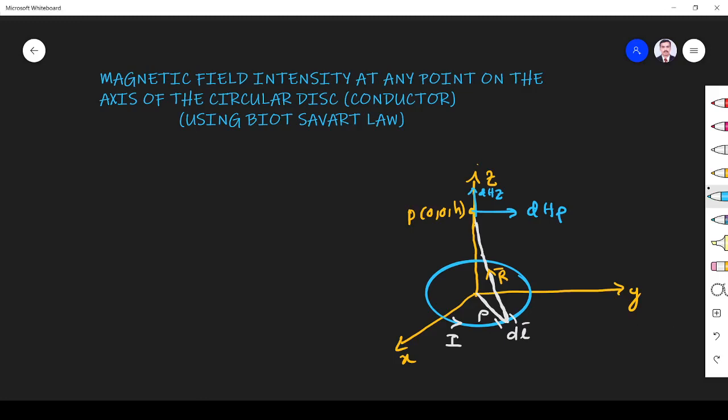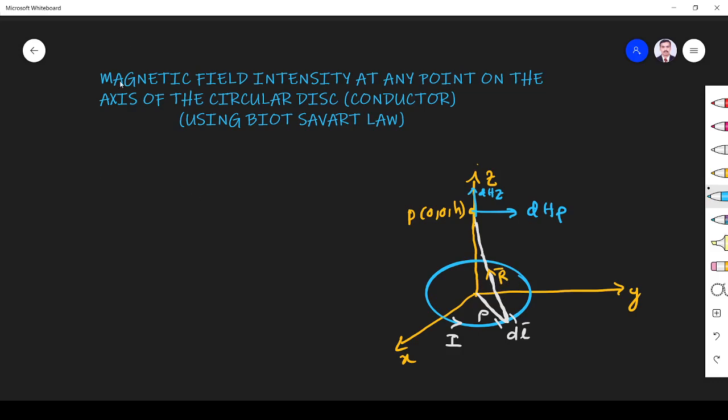Hi students, welcome to this session on finding the magnetic field intensity at any point on the axis of the circular disk. The aim of this discussion is that we have one circular disk which is placed in the xy plane. Assume that it is our room; we have kept this disk on the floor like that. So this is our circular disk, which is kept at the xy plane, that is the z equal to 0 plane.